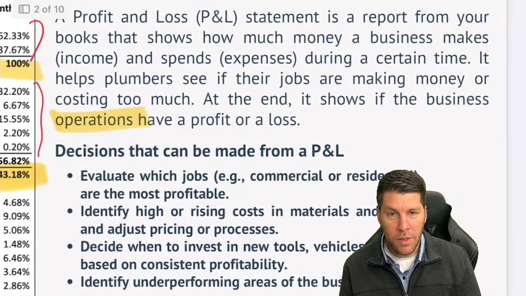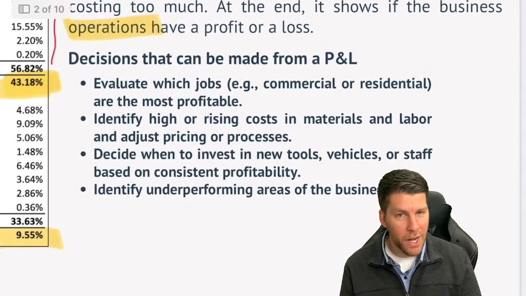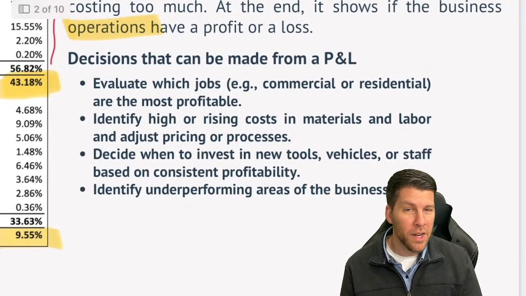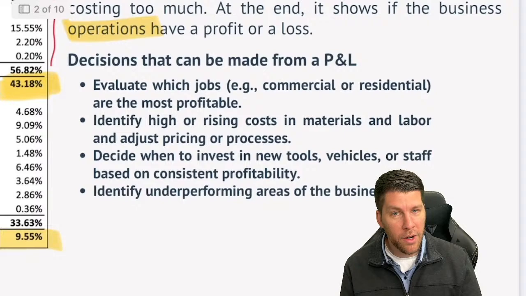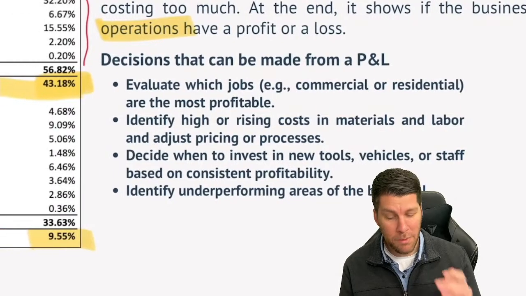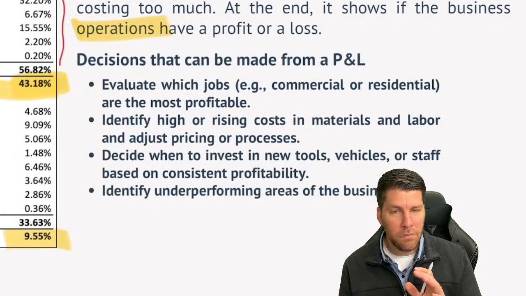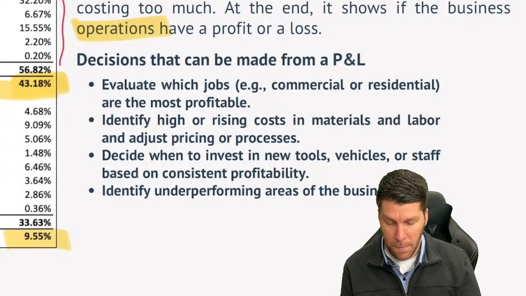So some of the decisions you can make from this, which are really important, especially if you have them categorized separately, are evaluating which sort of jobs are more profitable, whether they are commercial or residential in this case, and identifying potential rises in costs of materials or labor, which is a huge problem we're seeing for a lot of our clients right now, is that those costs are getting much higher and they're not seeing it. So their gross profit margin is going down, and then they're underbidding jobs, and it's just kind of a mess.